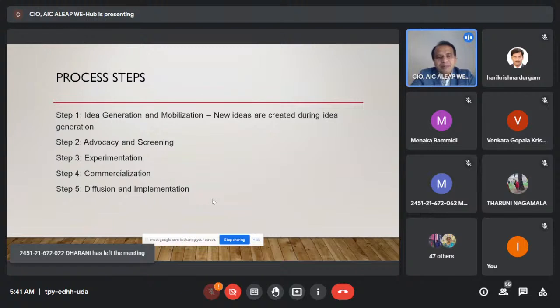So there are five steps broadly we can say. First one is idea generation and mobilization. New ideas are created during idea generation. So you have to generate an idea. If you have been working on any research, then you come up with a new kind of idea by integrating any kind of technology or any kind of process. So you have to develop that idea.